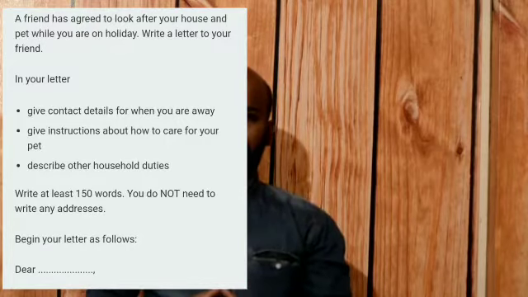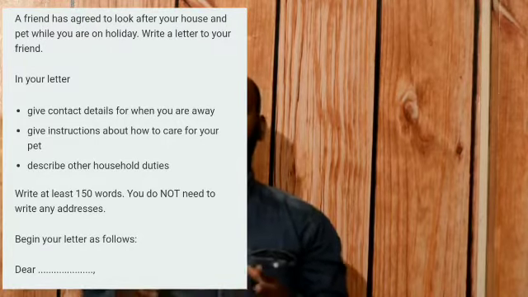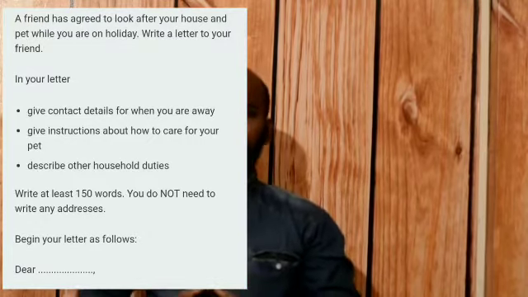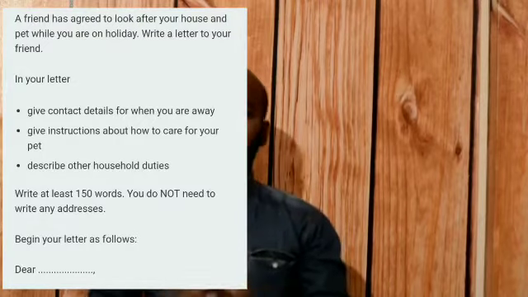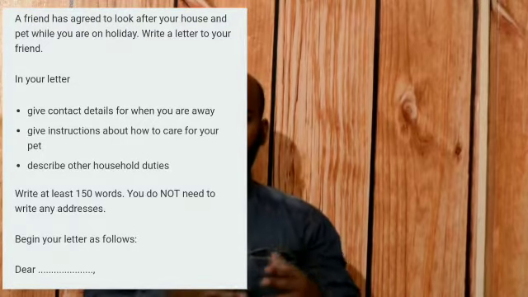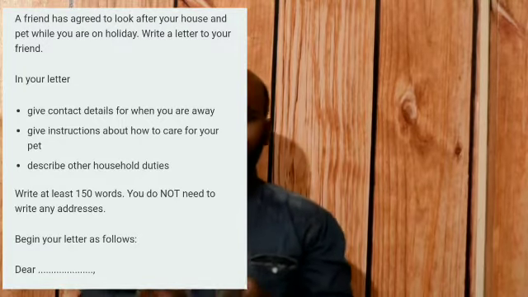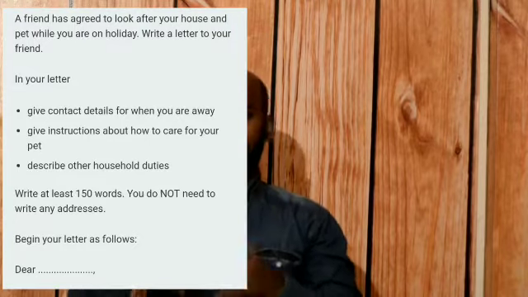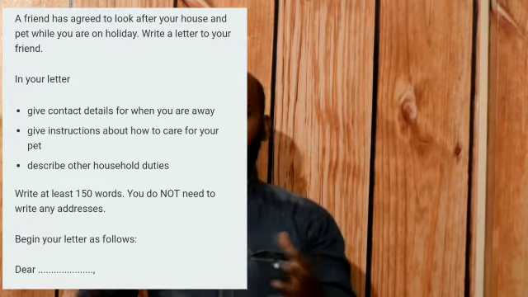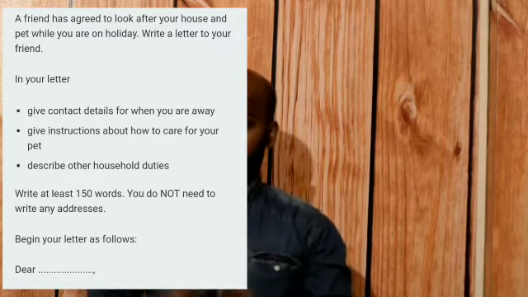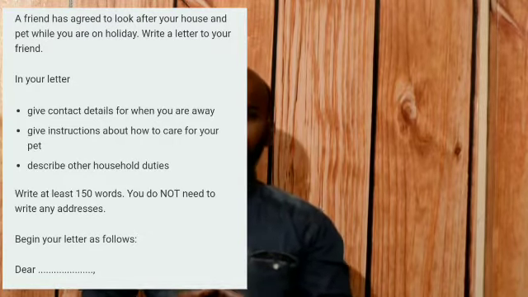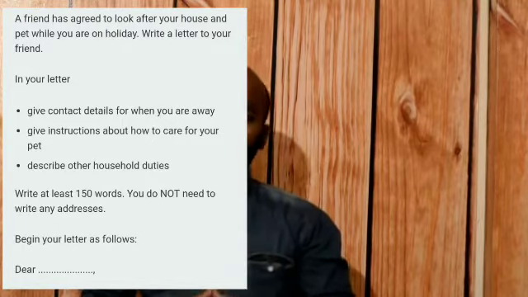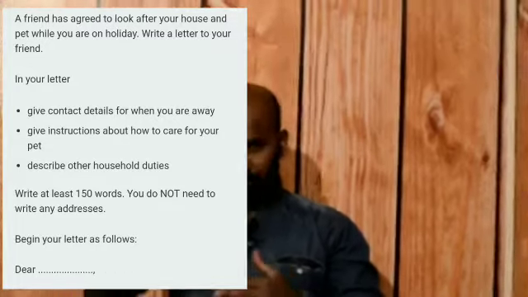That's the situation. The second part of the question is the bullet points. In the bullet points, it starts with "in your letter". First, give the details about your journey or where you are going. The second thing is to give instructions regarding how to look after your pet. And the third thing, give him an idea about the household duties. So these are the 3 bullet points.